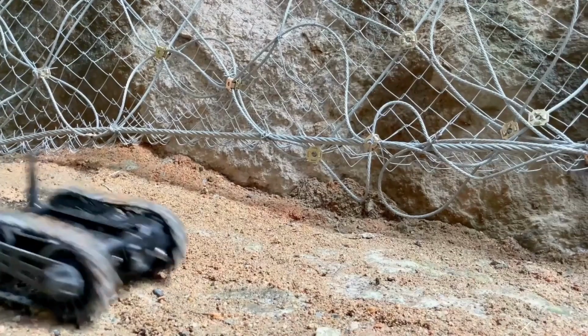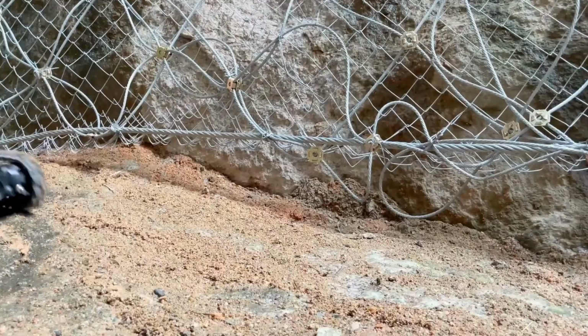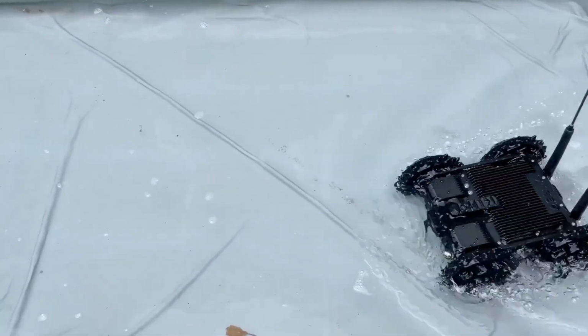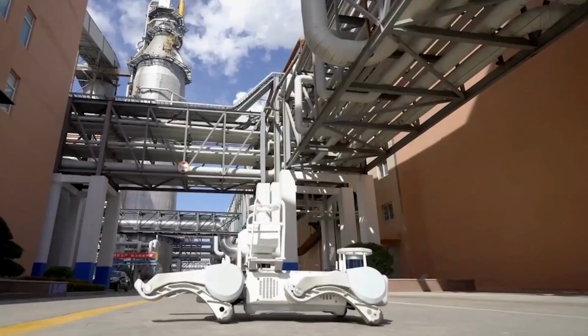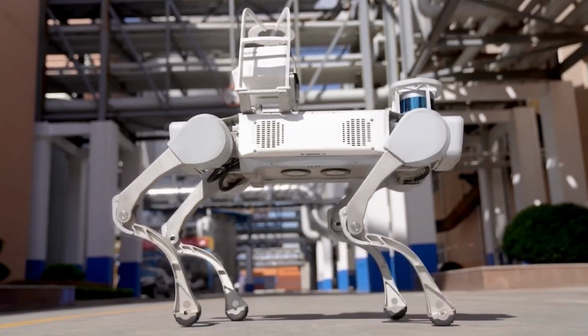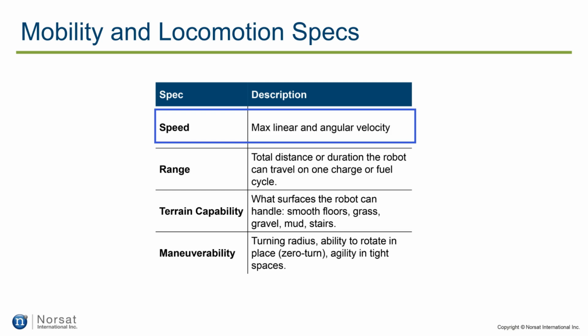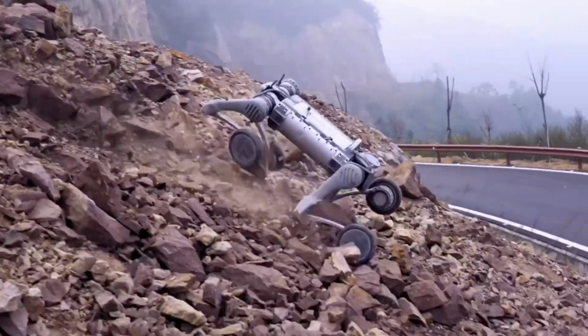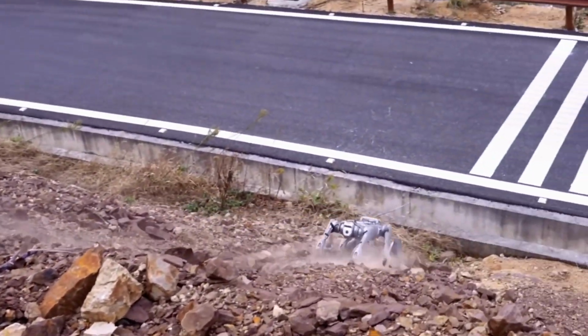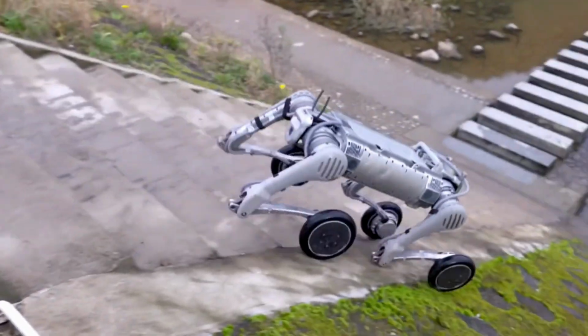A robot's ability to move effectively through its environment determines whether it can complete a mission safely and efficiently. Let's break down the key mobility and locomotion specifications you'll encounter. Speed. Max linear and angular velocity. How fast the robot moves and turns, usually measured on flat terrain, affects task time and maneuverability.